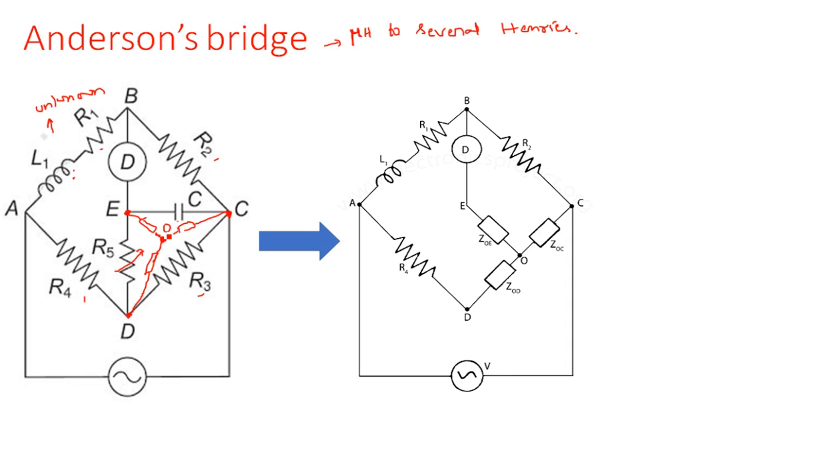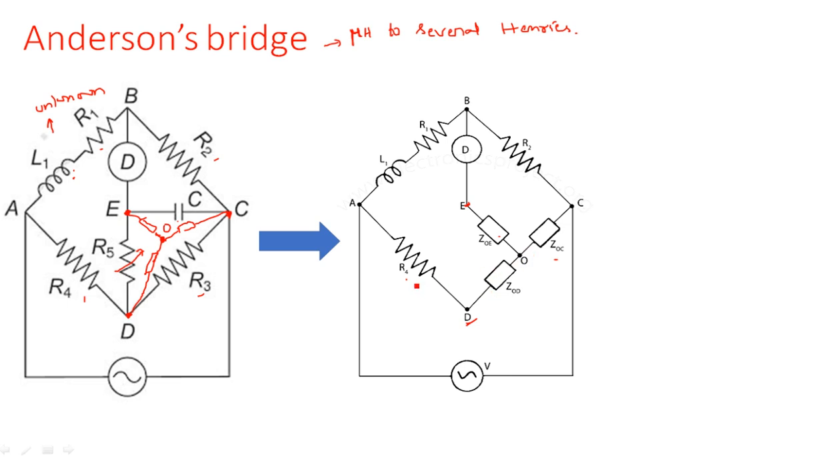So the center we are taking as O, so O to E, this is the impedance here. Okay, and O to D, this is the impedance here, which is ZOD, and O to C, this is the impedance here, ZOC. Okay, the detector is in the same place between E and B. Suppose after simplification, if you observe the circuit diagram, now R4 is in series with ZOD. Forget about the node D here. Even if the node is here, we can say R4 and ZOD both are in series.